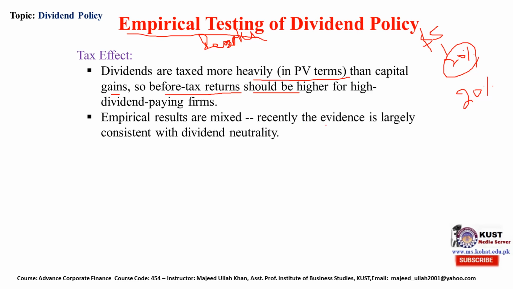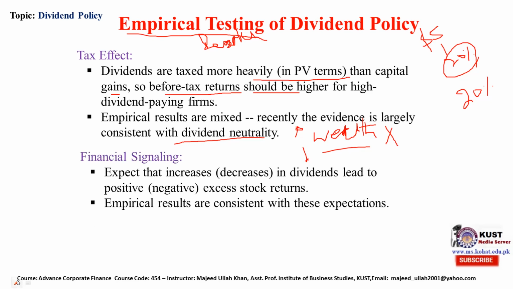Empirical results are mixed. Recently, the evidence is largely consistent with dividend neutrality, that dividends have no relevancy with the wealth of shareholders. So whether the company declares or does not declare a dividend, or declares less or declares high, it has no effect on shareholder wealth, neither increasing it nor decreasing it. This is called neutrality.